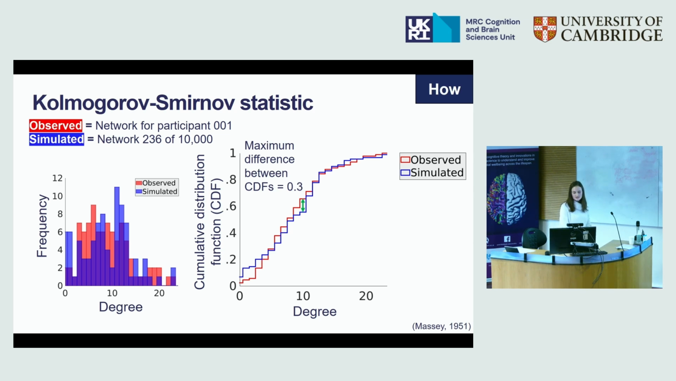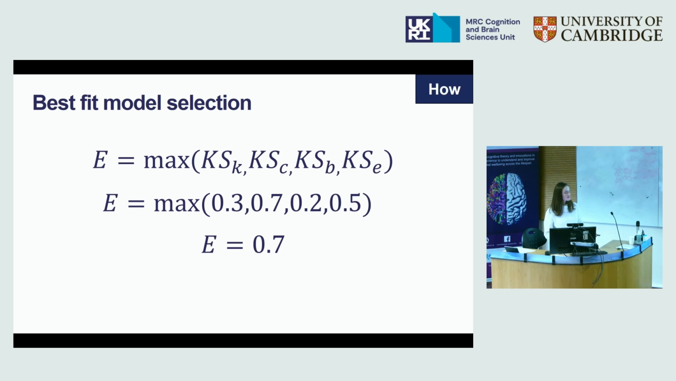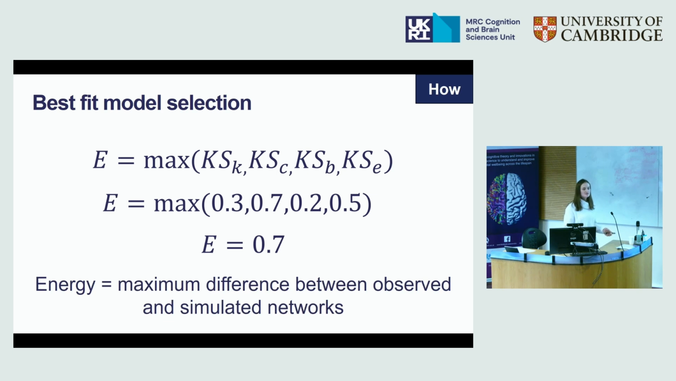For this example, these are actually fairly accurately fit networks, so maybe the difference would be something like 0.3. And so what the energy equation is doing is you go back to the energy equation and you plug this metric in for degree, and then you repeat this 3 more times with the 3 other local organization properties. And so for this example, the energy would be the maximum difference for this equation. So essentially, energy is a way to quantify the maximum difference between the observed and the simulated networks on these 4 different properties.